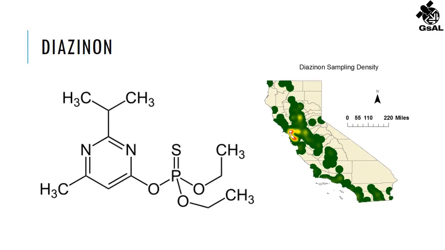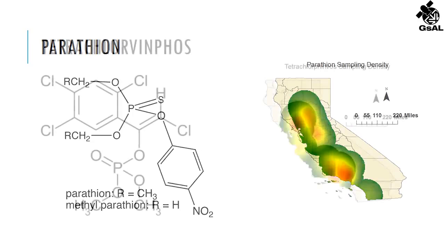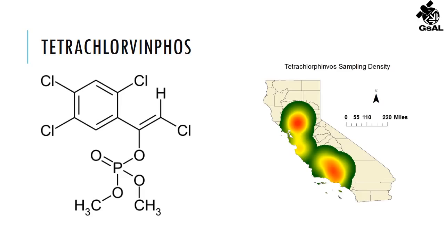Diazinon is the last 2A pesticide and is used as an insecticide, acaricide, and nematicide. Parathion, also found as methylparathion, is similar to malathion and is the first 2B insecticide. Tetrachlorvinphos is the last 2B pesticide and is the least used of all 5 chemicals.